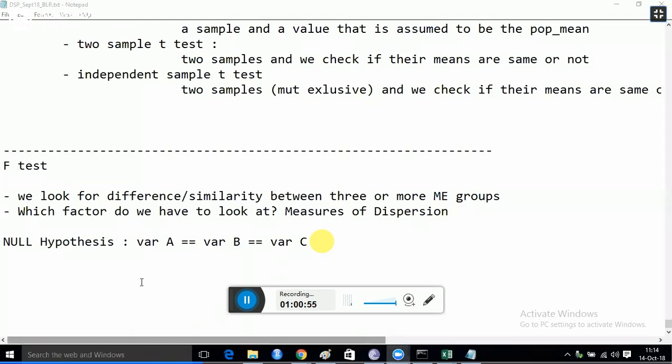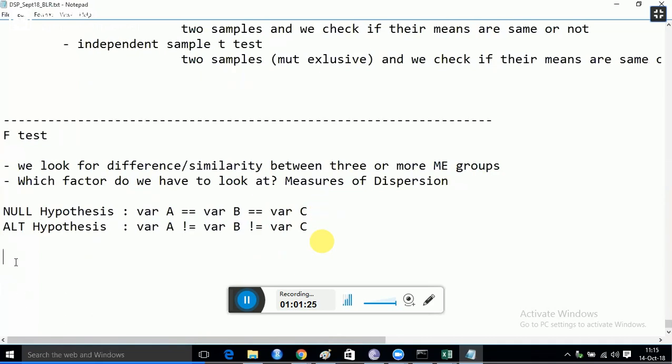Is that clear? So the null hypothesis is variance of A equal to B equal to C. What is your alternative hypothesis? Here there is no chance of tails or anything. You straightforward go for a two-tailed one, where you say these are not equal with each other. Is that clear? So this is the null and alternative hypothesis.